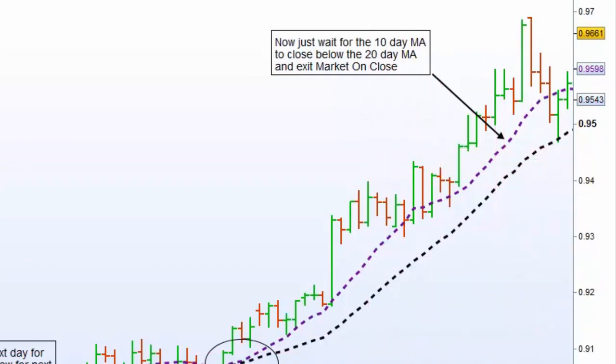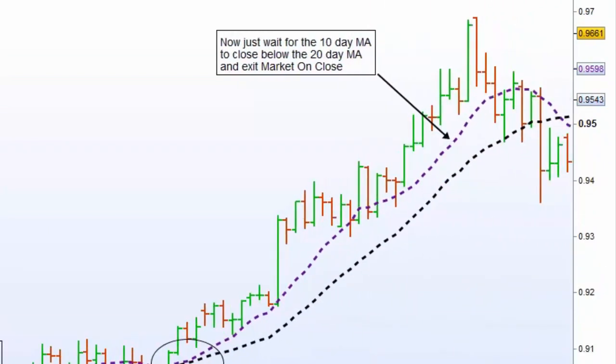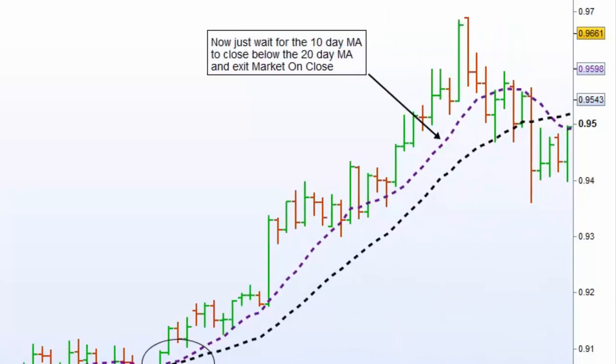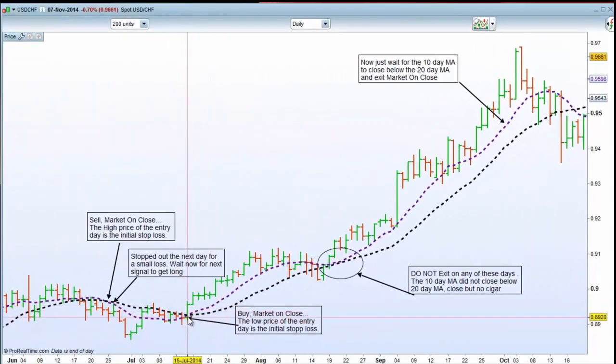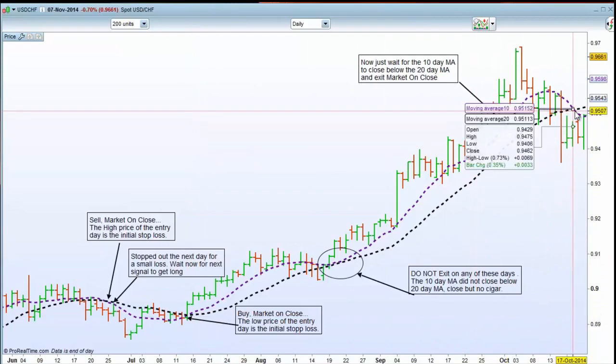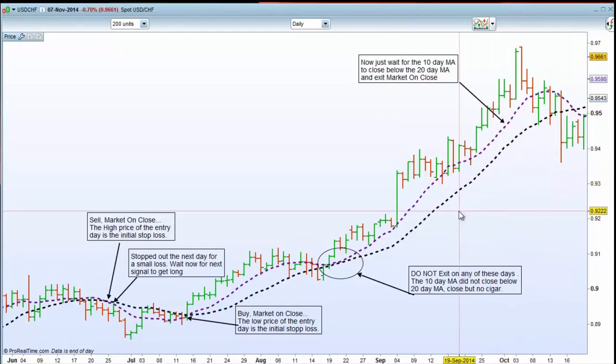So we're waiting. That hasn't happened just as of yet. And then as we go along, you see here on this day, it happens. The crossover happens and now you exit the market on close on this day at 94.62. So you got in originally back on July 15th at 89.56, and then you exited on October 17th at 94.62. That's a huge, huge trade.